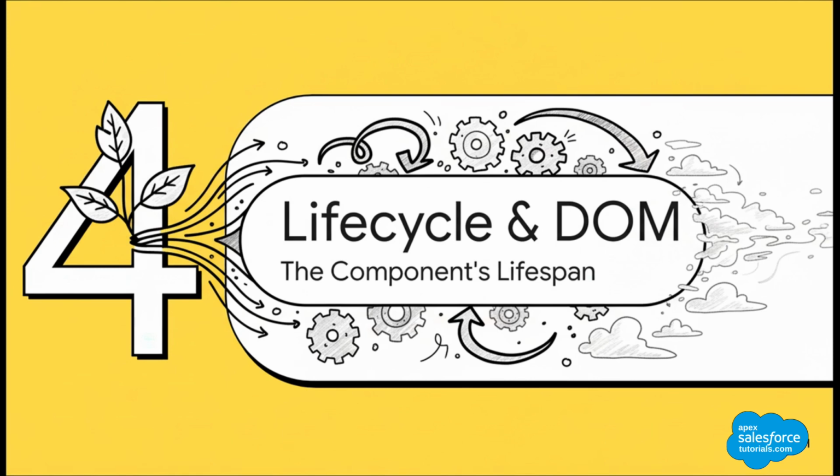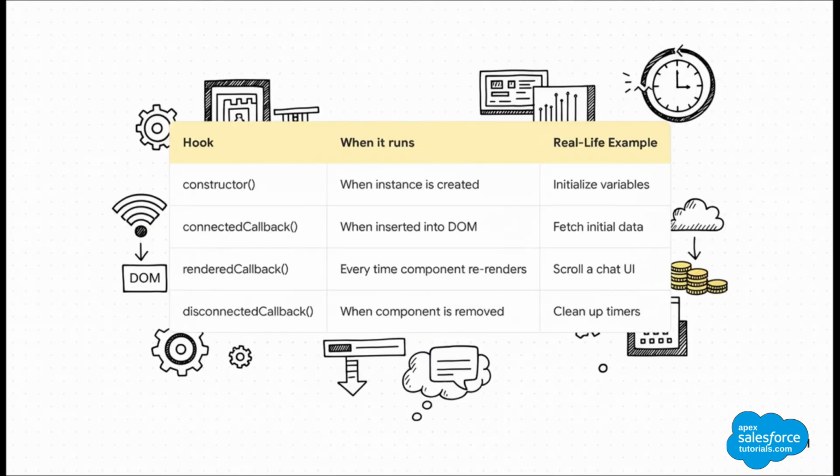Okay, so our component has data, and it's reactive. That's great. But now, let's talk about its journey. How is it born, how does it live on the page, and how is it eventually removed? Well, all of this is managed by a series of lifecycle hooks. These hooks are basically specific moments in time that give you precise control over your component.